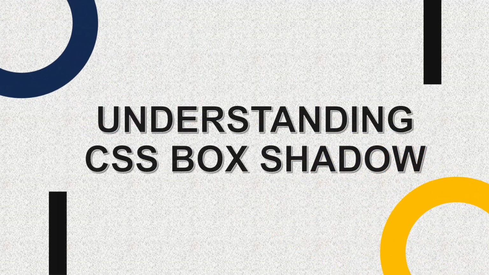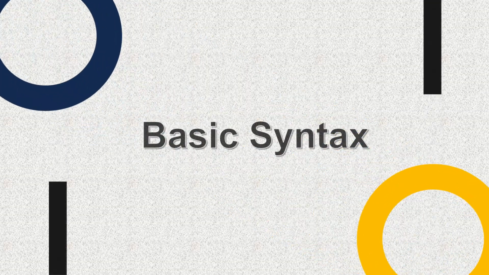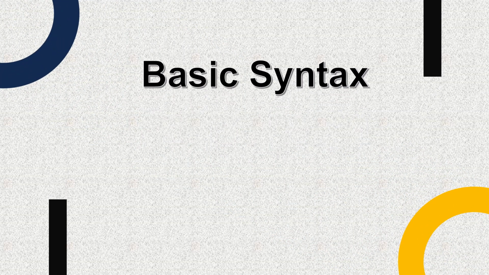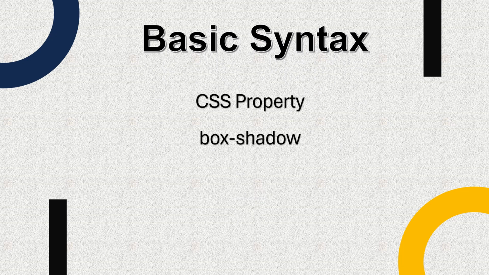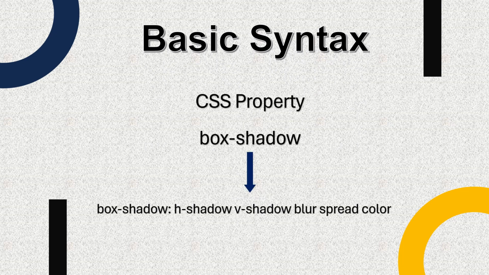Understanding CSS Box Shadow. A box shadow is a styling property in CSS that allows you to create shadow effects for elements on your webpage. Now, let's start with a simple box shadow effect. You can apply it to any HTML element by using the box-shadow property. Here's the basic syntax. Let me explain the values.